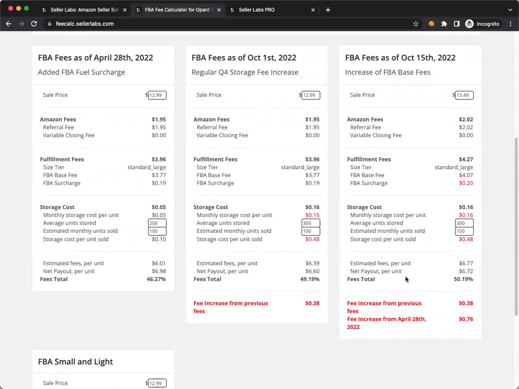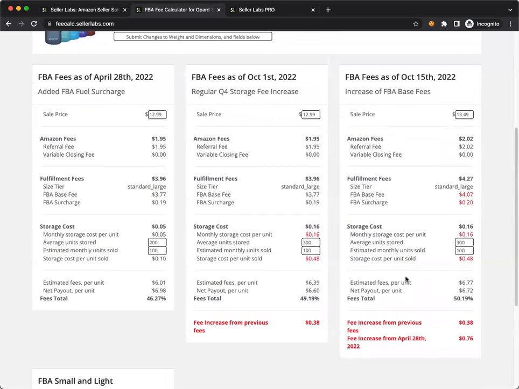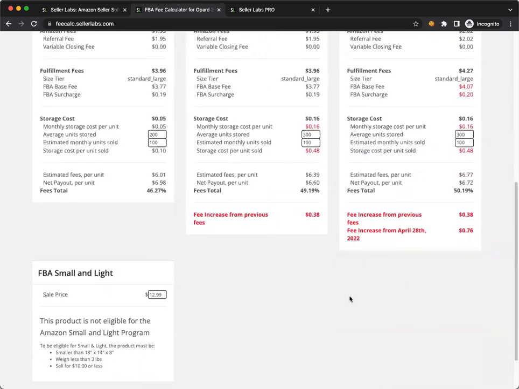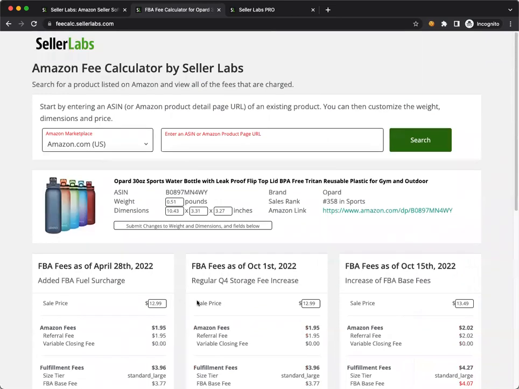Anyway, this calculator hopefully allows you to do lots of scenario modeling on your own and figure out what choices you need to make. So we also have a small and light calculator down here if your product is eligible for the small and light program. If your product is definitely within these dimensions, under 18 by 14 by 8, weighs under 3 pounds and sells for under $10, I definitely suggest that, because the fees on that are a good amount less if you can do that. So anyway, that's the real quick overview of the new tool we're launching today. This will be available for free for any seller that wants to use it.